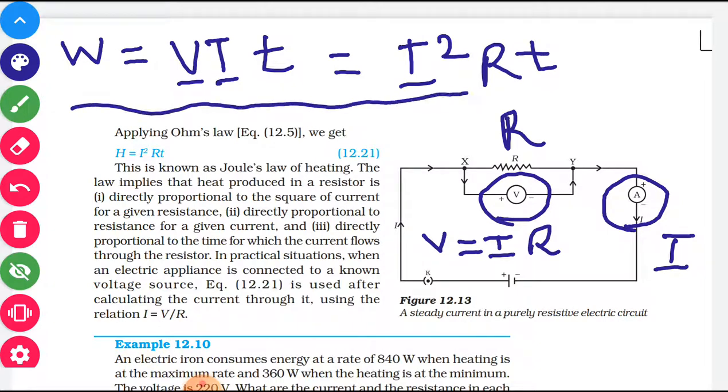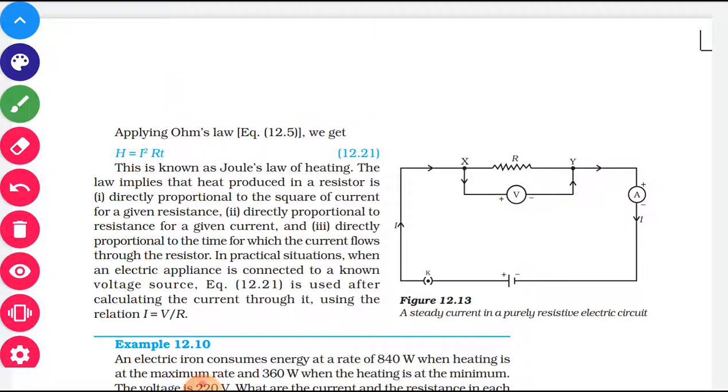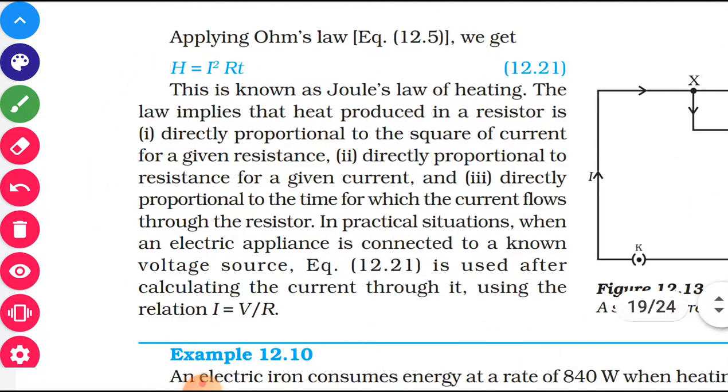So the amount of heat produced if the current I is passed through the resistance R for time t can be given by W is equal to I square Rt. This is known as Joule's law of heating. Okay, this equation which we got, I square Rt, is Joule's law of heating. You can just go through this.